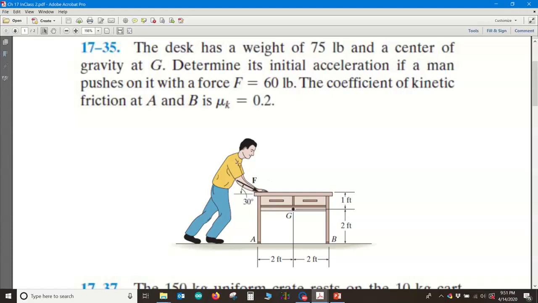Very simple problem. The man pushes the table, it slides to the right, and we need to calculate the acceleration of the table as a result of these forces. So let's look into the step-by-step solution.